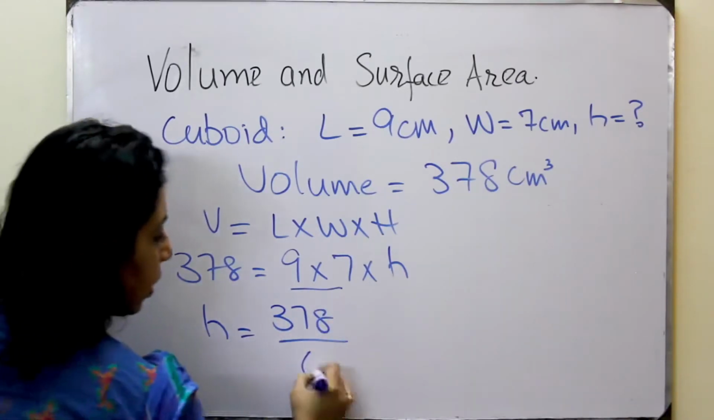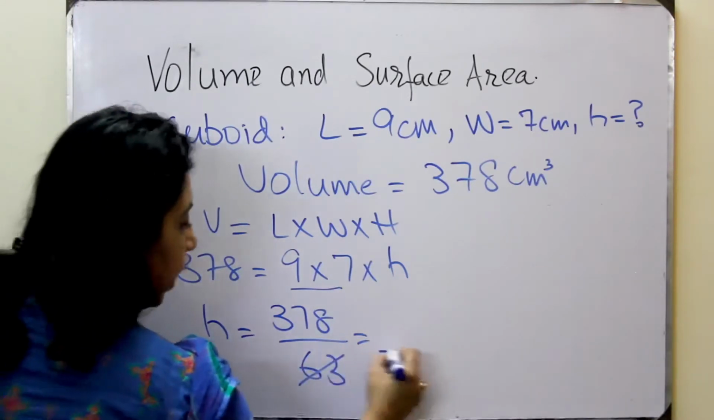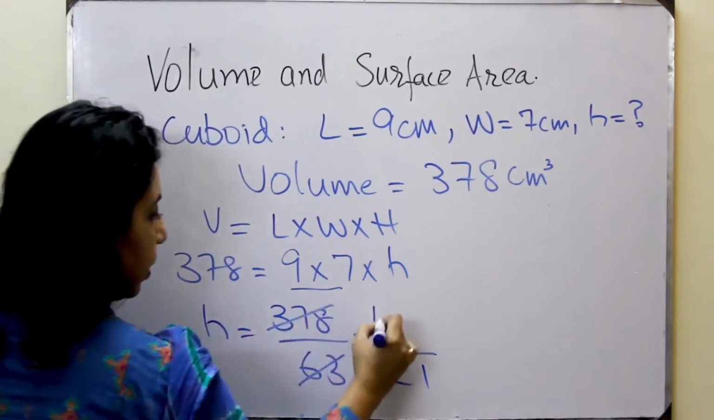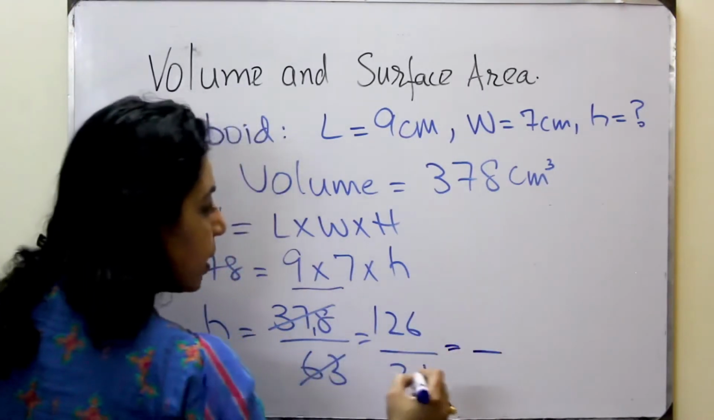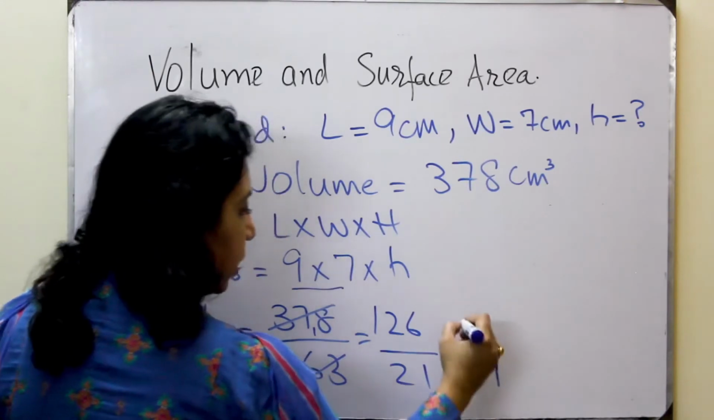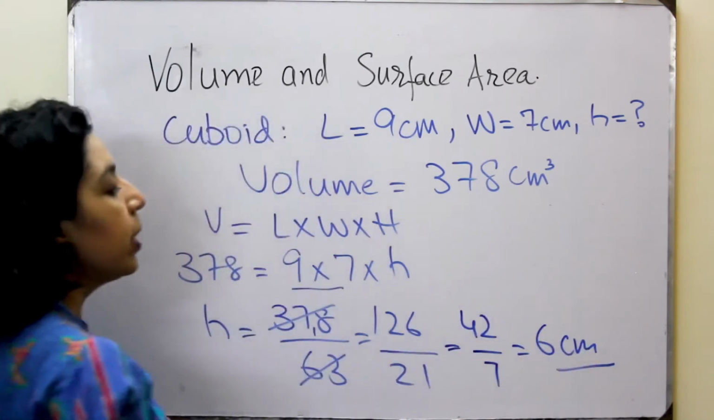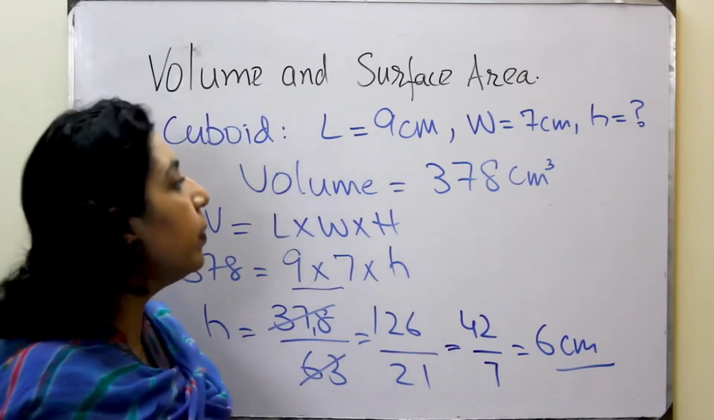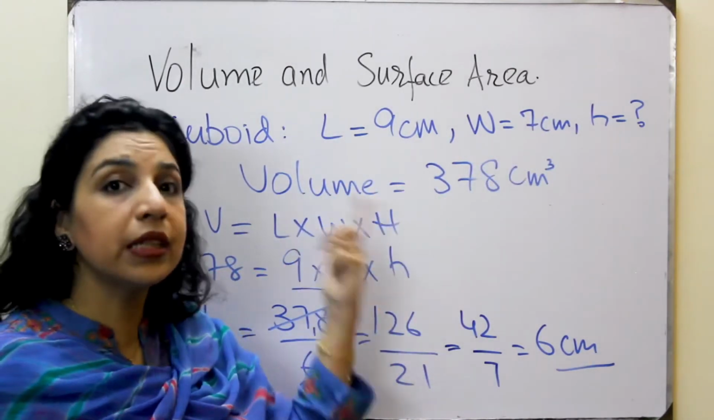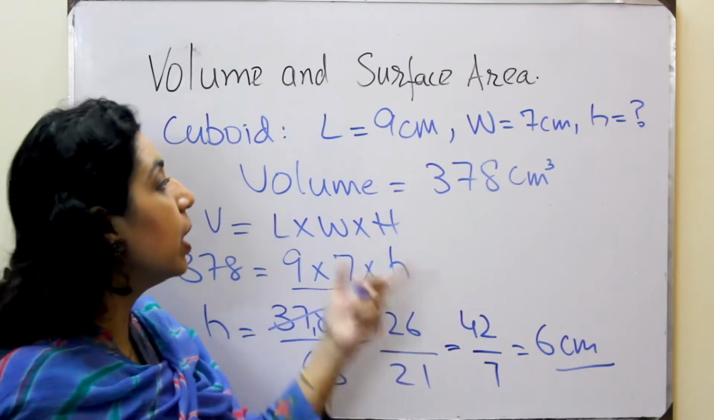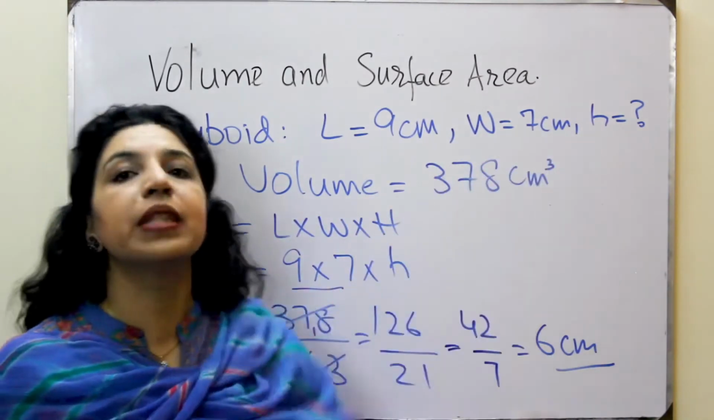63, and after cancelling with 3, now again cancel with 3, and my height is 6 centimeter. So in this question you have observed that if one of the dimensions is missing, you will be given either the volume or the surface area to find that dimension. The volume or the surface area which is given will help us find the missing dimension.